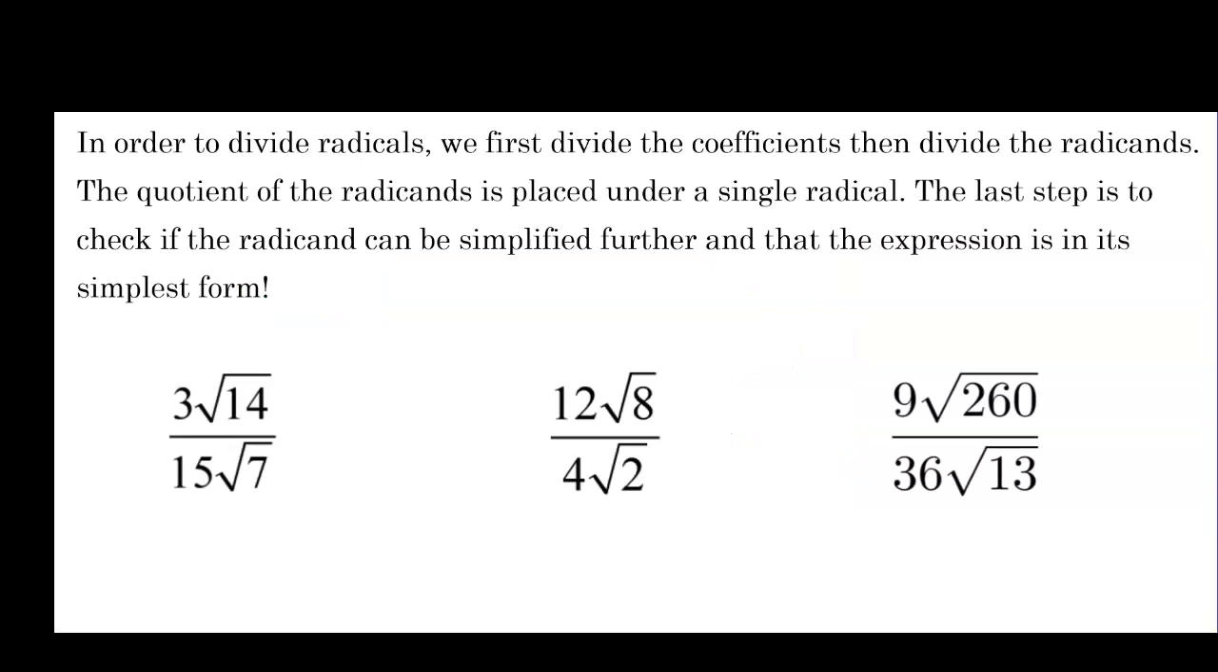Now for division, in order to divide radicals, we first divide the coefficients, then divide the radicands. So very similar. The quotient of the radicands is placed under a single radical. And the last step is to check if the radicand can be simplified further and that the expression is in its simplest form. So here we have to check for two simplifications. Can the square root be simplified? And then can the larger expression be simplified further? So let's look at a few examples of division.